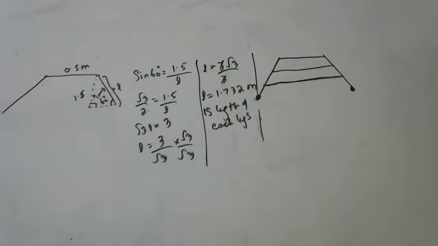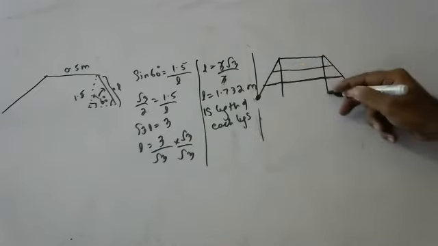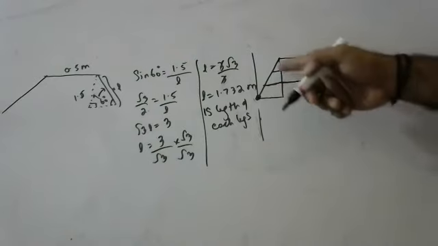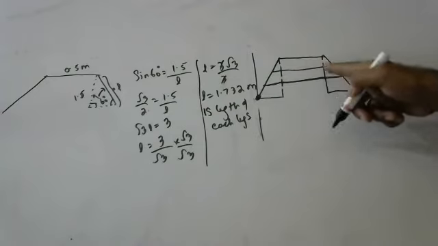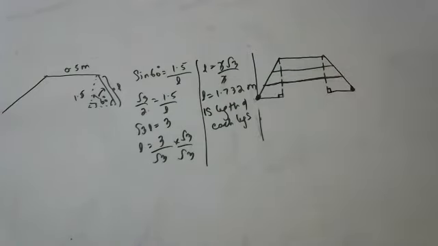Slowly we should do, children. Then only you will understand. I am telling slowly, all of you see here. Don't ask me again. I will not repeat. One time only you listen. This is imaginary, children. This is 90. This is 90.